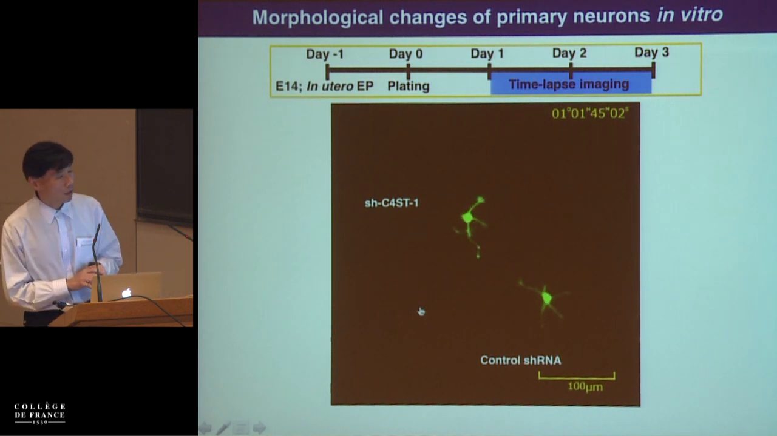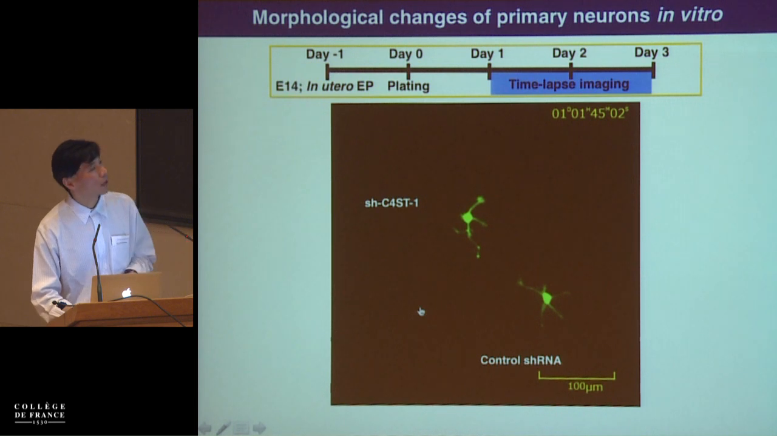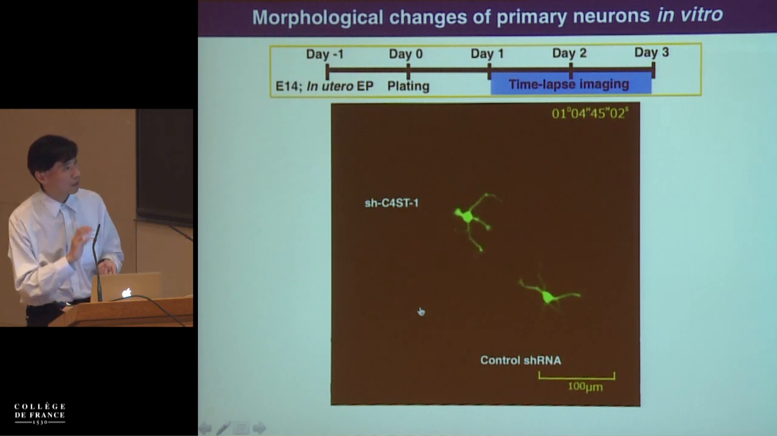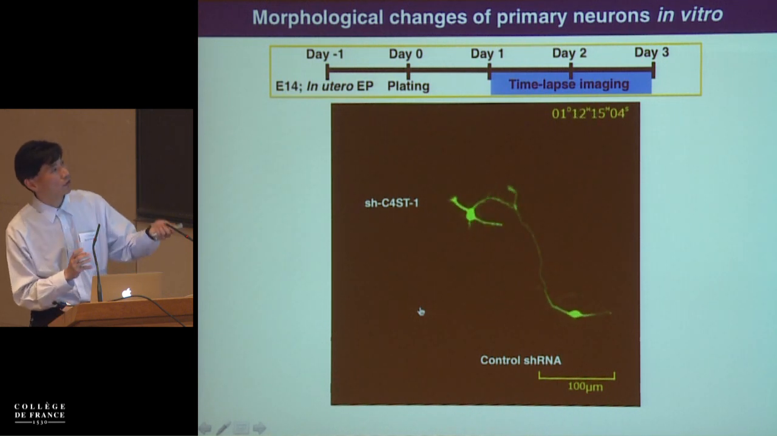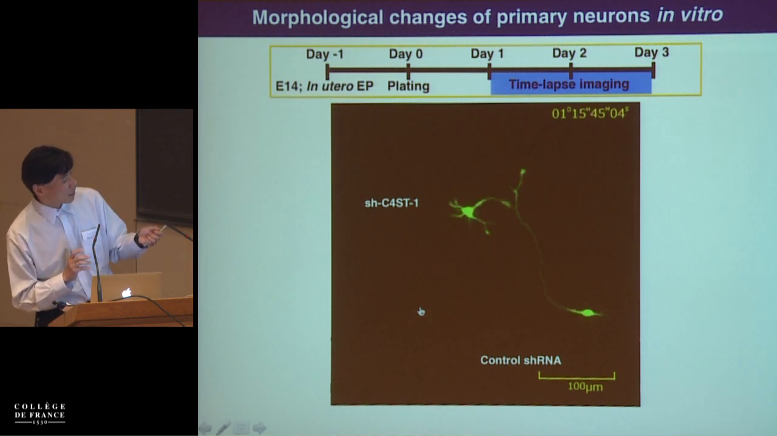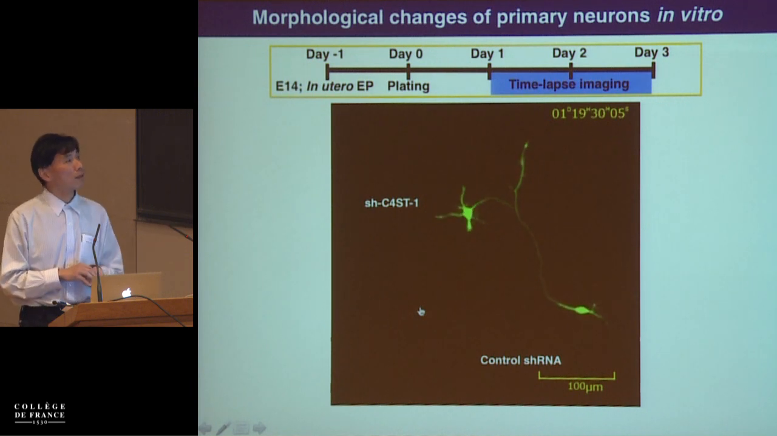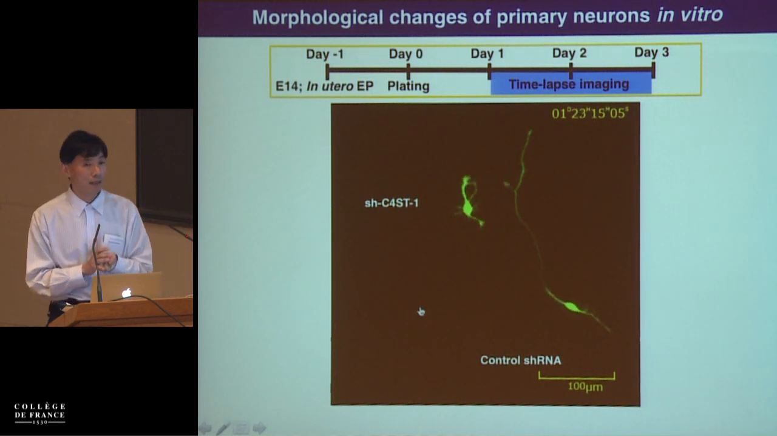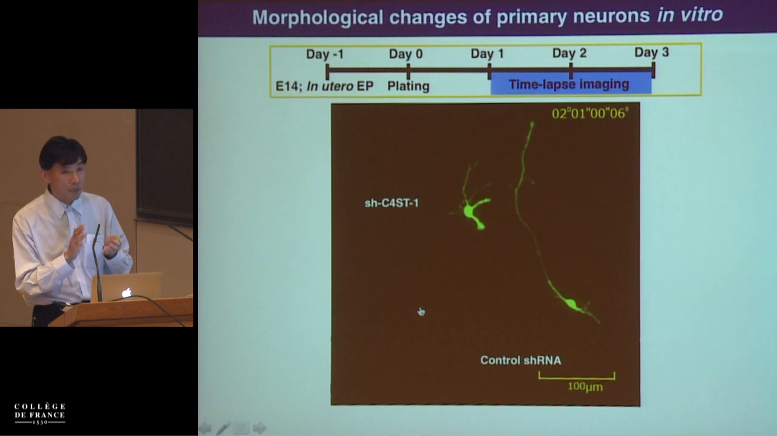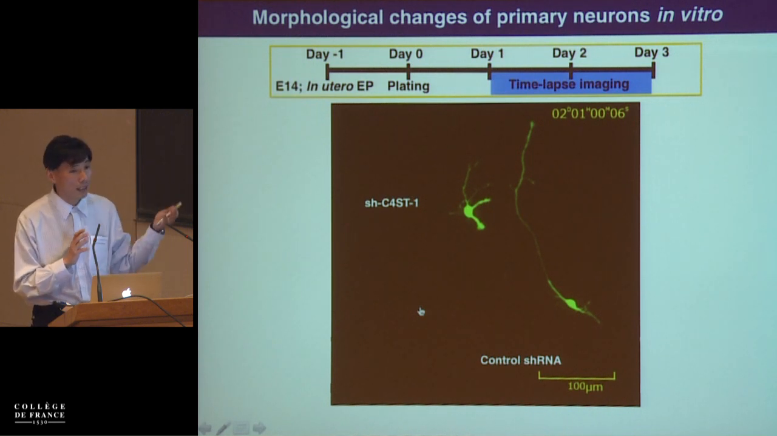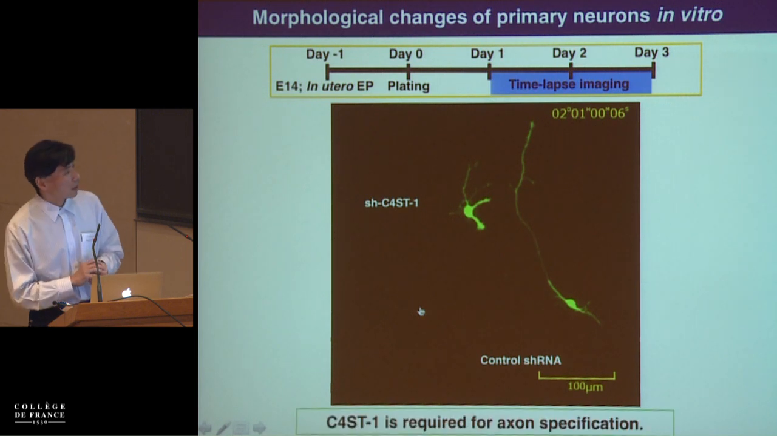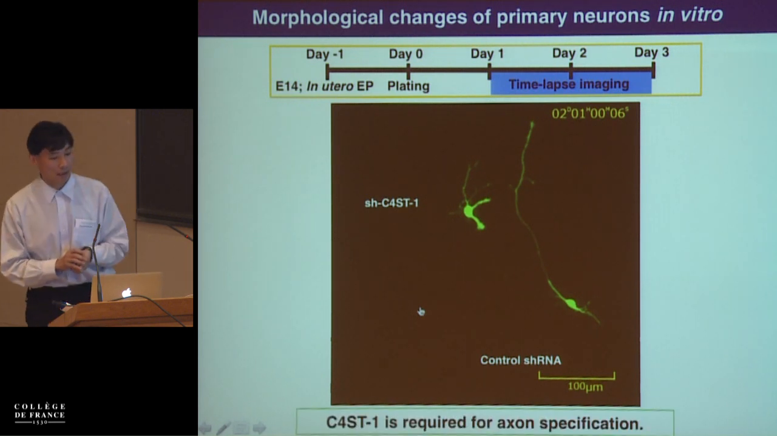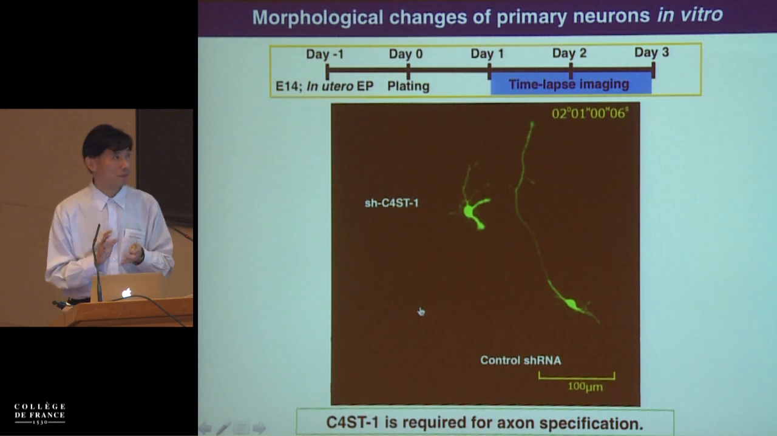However, after that, in control neurons, one neurite is selected to become the axon and starts to rapidly extend, whereas the C4ST1 knockdown neuron cannot specify the axon, although it repeatedly extends and retracts multiple processes. So this indicates that C4ST1 is required for axon specification.